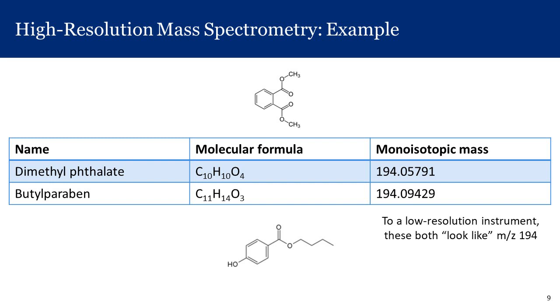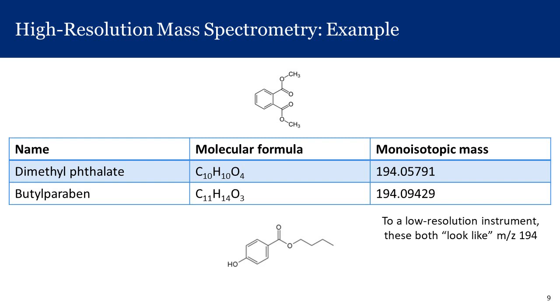To emphasize the importance of high-resolution mass spectrometry a bit more, I just want to give an example here. What you can see here are two different compounds: dimethyl phthalate, which some of you might have heard of, a plasticizer that is used in plastics, and butylparaben, a preservative that is frequently used in, for example, personal care products.